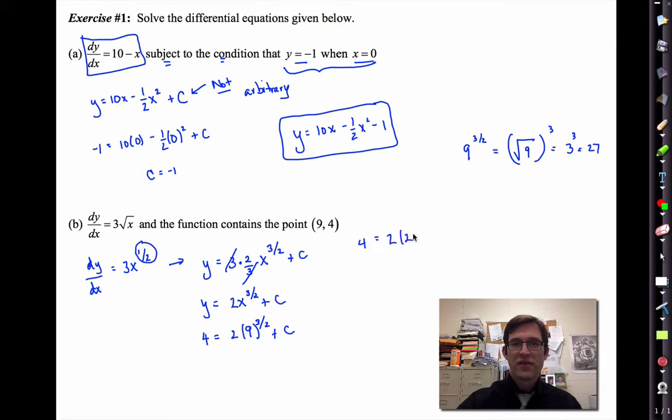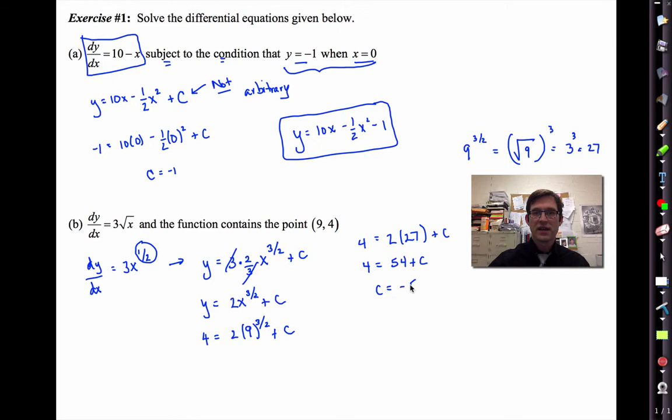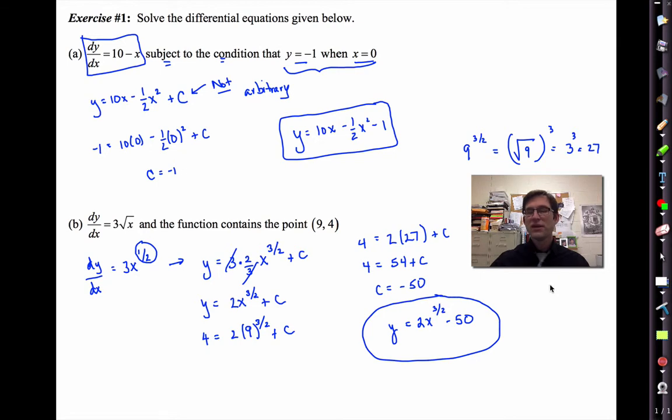So 9 to the 3/2 is 27. Now don't forget that 2 sitting out front, but the rest of it is some pretty easy algebra. And in fact, c is negative 50, and our formula is 2x to the 3/2 minus 50. These may not be as easy to check as antiderivatives, but they're pretty simple, right? You need to make sure that the derivative is correct, and you need to make sure that whatever initial point the curve actually goes through. But those are all within the skill set of a student at this point in this course.